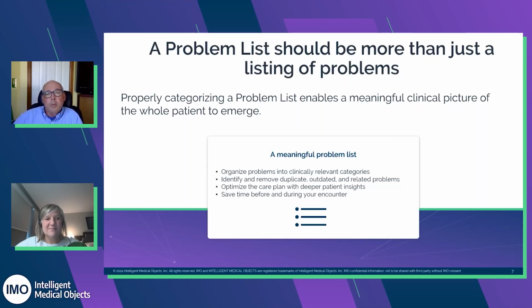I can't go to a typical problem list of 20 or 30, or sometimes we see north of 50 or 100 problems on a problem list and get a clinical picture of what's going on with my patient. If I can't get that clinical picture, I can't take good care of that patient. So we've spent a few years tackling this problem from our side, from the perspective of creating the content that makes the electronic health record work better.